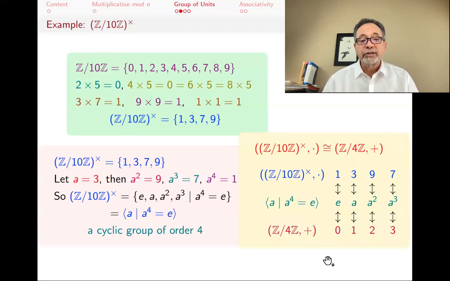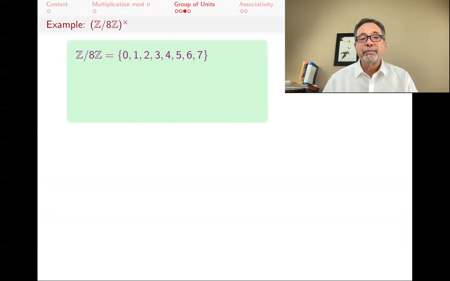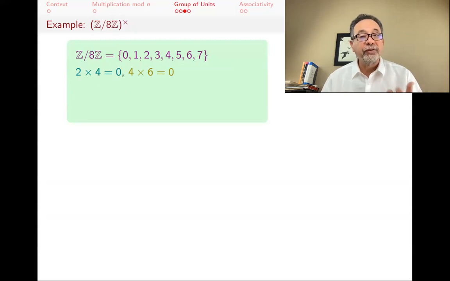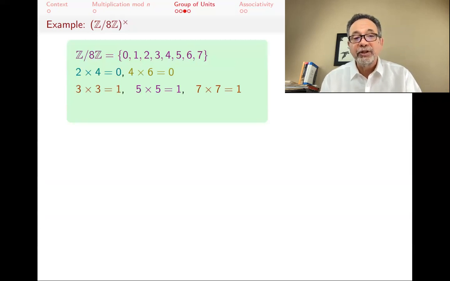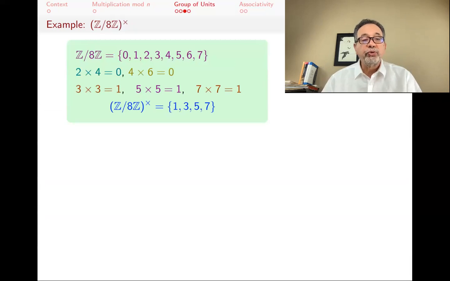So the group of units of Z mod 10Z was a cyclic group of order 4. What about Z mod 8Z? What about the group of units of that? Again, 2 times 4 is 0, and 4 times 6 is 0. That tells us that 2, 4, and 6 are not invertible. On the other hand, 3 times 3 is 1, 5 times 5 is 1, 7 times 7 is 1, and 1 times 1 is 1. So the group of units of Z mod 8Z also has 4 elements, just like the group of units of Z mod 10Z did. And they are 1, 3, 5, and 7. There are 4 elements. And one reasonable question would be whether this is the same group, just in disguise, as the one before.